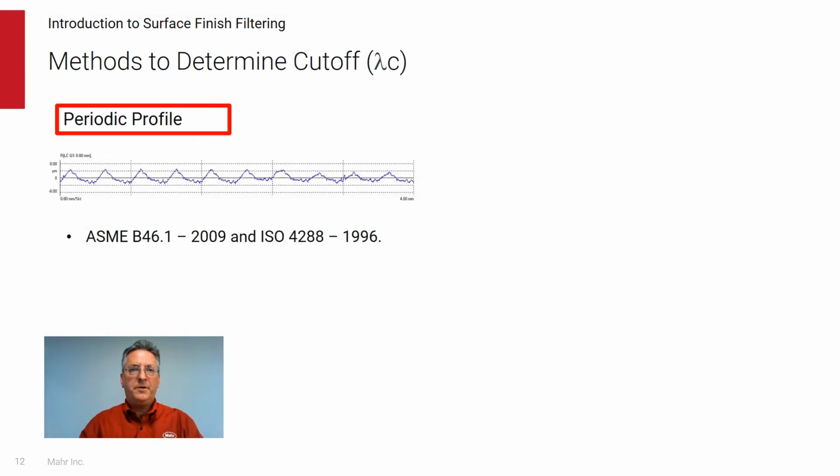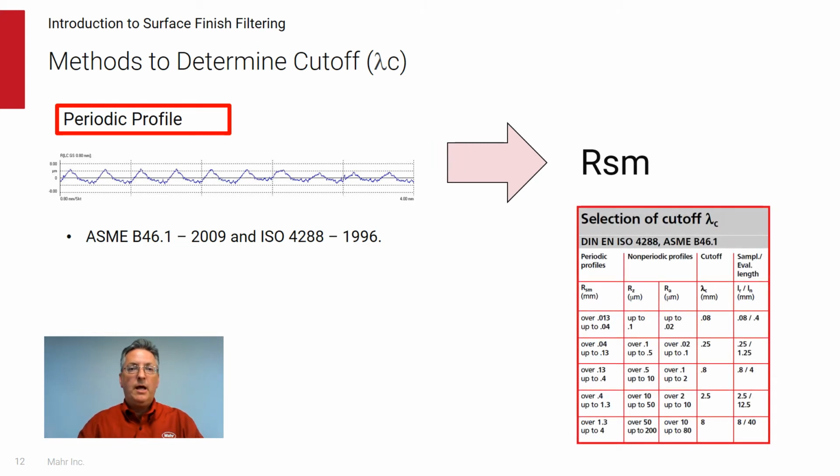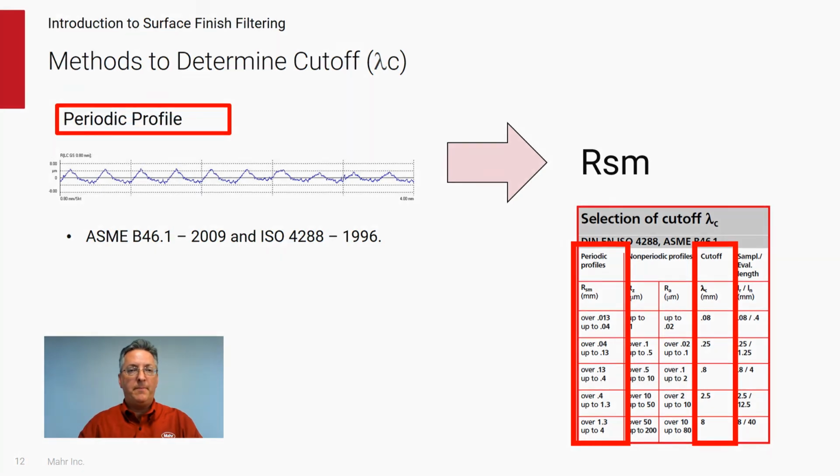If the profile is periodic, then the following method is followed by both standards. First, estimate the RSM value from an unfiltered profile. In both standards, there are tables that show the selection of cutoff related to the RSM parameter for a periodic profile. A summary table for both periodic and non-periodic cutoff values is shown to the right. Now locate the column for the RSM parameters and search for the range of RSM values where the estimate falls. Now find the corresponding cutoff that should be used for the estimated RSM.